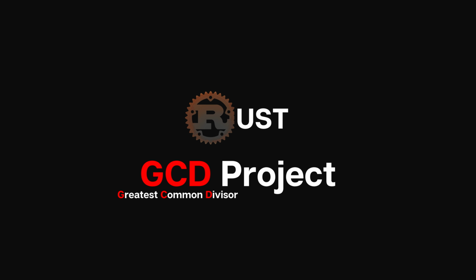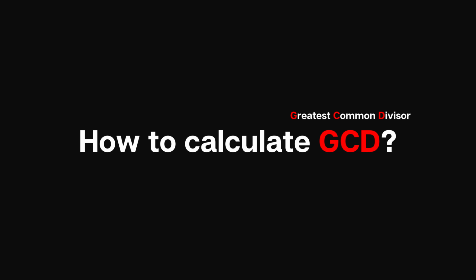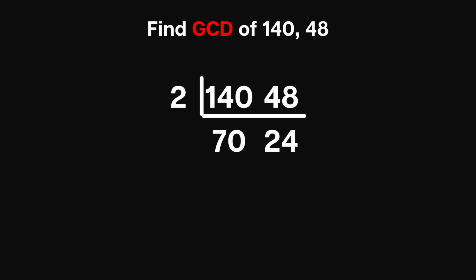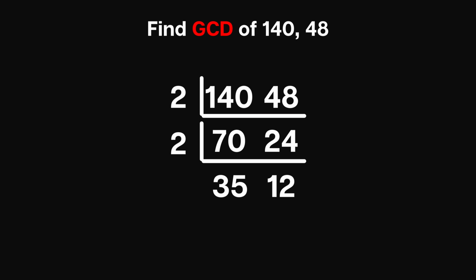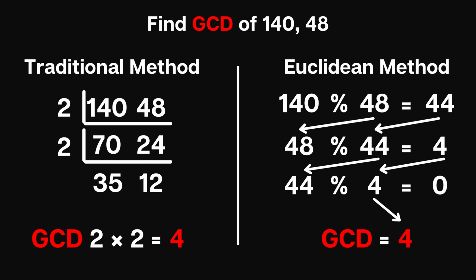Let's begin the greatest common divisor calculator project. First, let's understand how to calculate a GCD. For example, we want to calculate the GCD of 140 and 48. Using the traditional method can be difficult for a computer, as it would need to guess the number that divides both numbers without a remainder. Computers aren't good at guessing, so instead we will use the Euclidean algorithm to find the GCD.